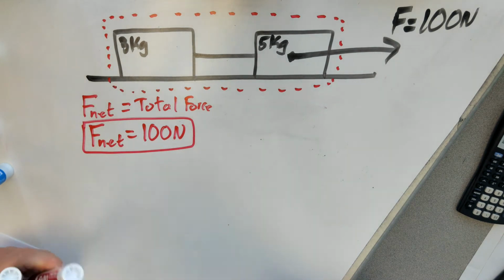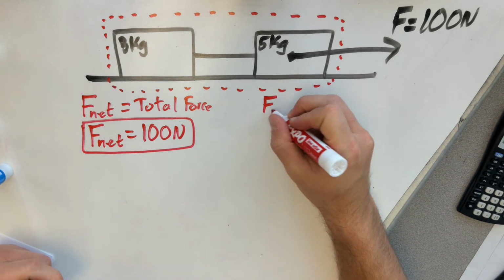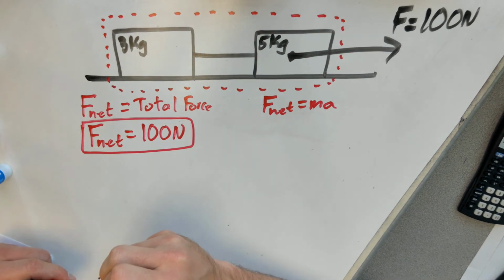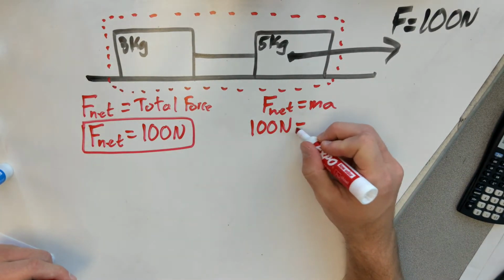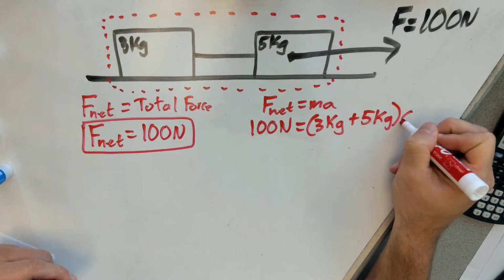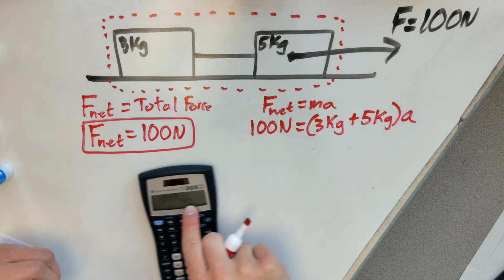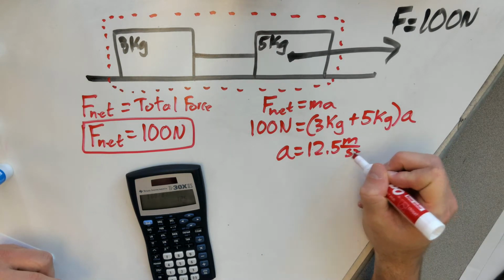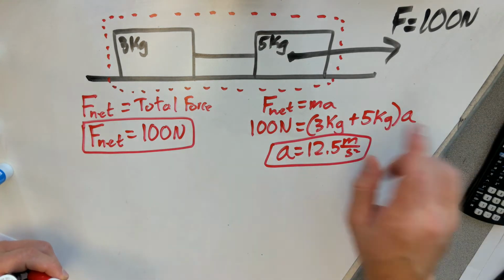Alright, the next part says find the acceleration of the system. So I'm going to stay with red, and this time I'm going to use F net equals MA. Staying with red because we're doing the whole system, both blocks at once. I found the net force already, conveniently in part 2. I know the total mass is 3 kilograms plus 5 kilograms, so I could solve for A. So I just have to do 100 divided by 8, and my acceleration is equal to 12.5 meters per second squared.